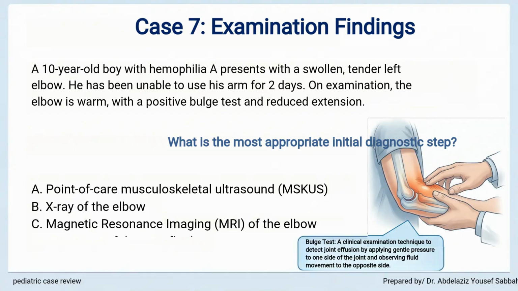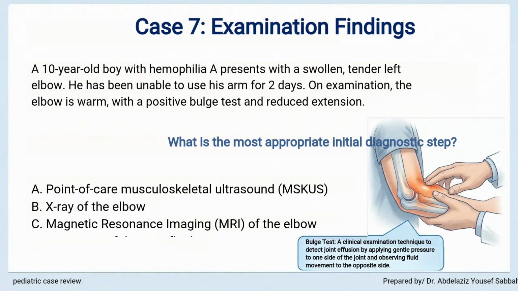Case 7. A 10-year-old boy with hemophilia A presents with a swollen, tender left elbow. He has been unable to use his arm for 2 days. On examination, the elbow is warm with a positive bulge test and reduced extension. The bulge test is a clinical examination technique to detect joint effusion by applying gentle pressure to one side of the joint and observing fluid movement to the opposite side. What is the most appropriate initial diagnostic step?